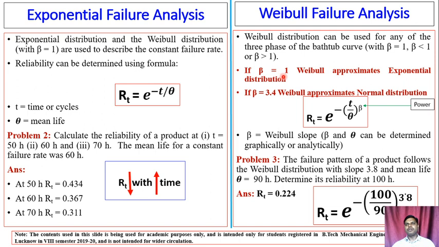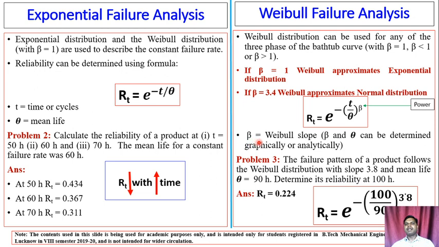With beta equal to 1, the Weibull approximation becomes analogous to the exponential distribution. And as I have told, if beta equal to 3.4, then this Weibull approximation will turn out to be a normal distribution. So for Weibull analysis, we have an expression. We can find out the reliability by using the Weibull distribution approximation. This will be equal to e to the power minus (t by theta) to the power beta. So this can be used to compute the reliability.